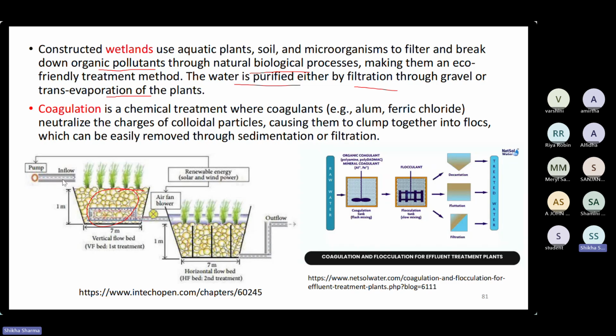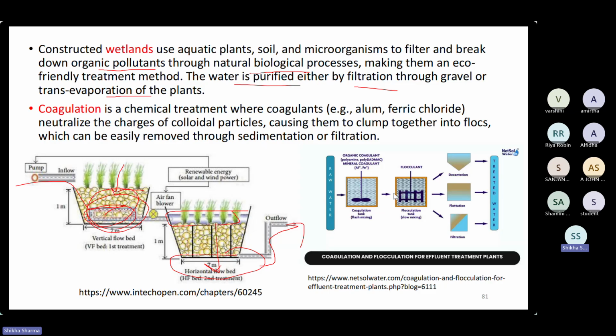So basically here is the liquid pollutant, and here these are the plants. So here gravels, soils, and microorganisms effectively work, and at the bottom they're going to give the filtered solution, and that will be outflowed.